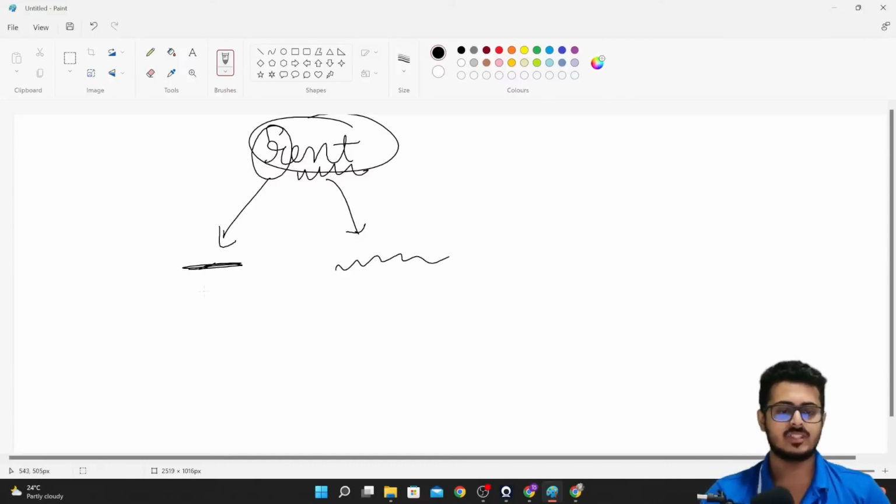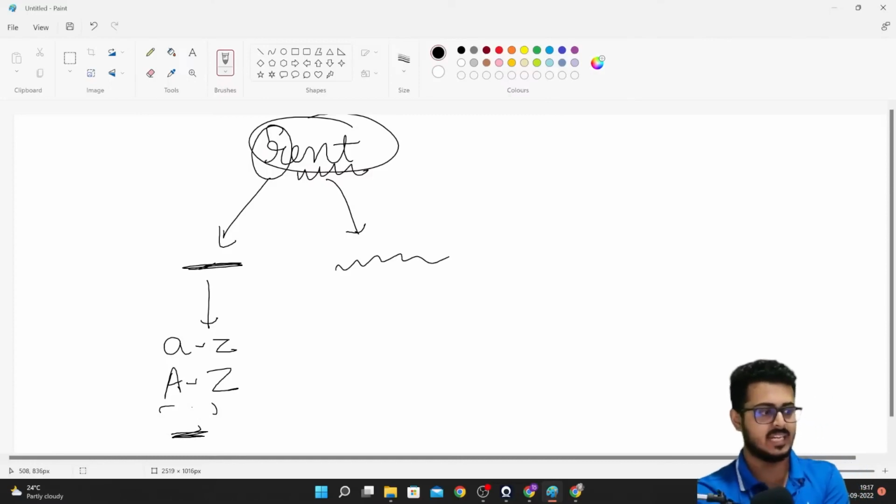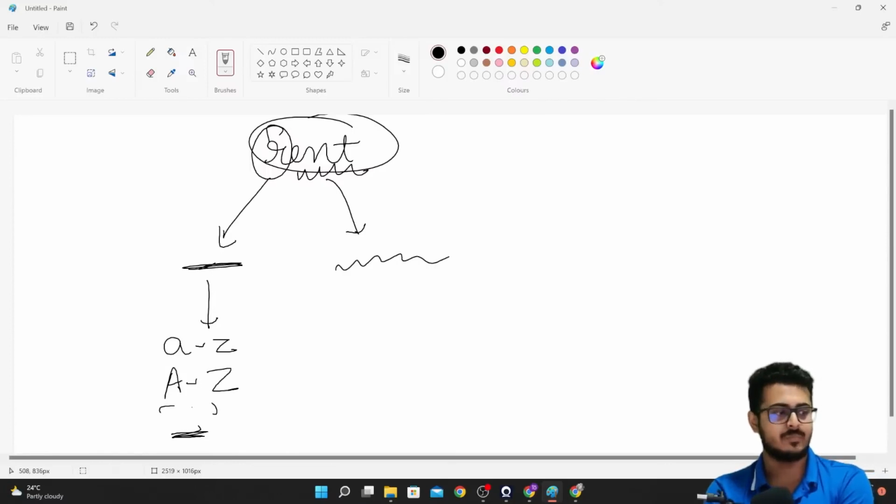Your first letter of the variable name can be small a to small z, capital A to capital Z, or an underscore. Not a hyphen, an underscore. These are the only three possibilities. You cannot have anything else except small a to small z, capital A to capital Z, and an underscore as the first letter of your variable name.